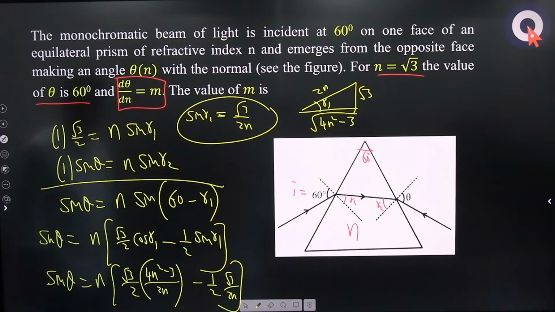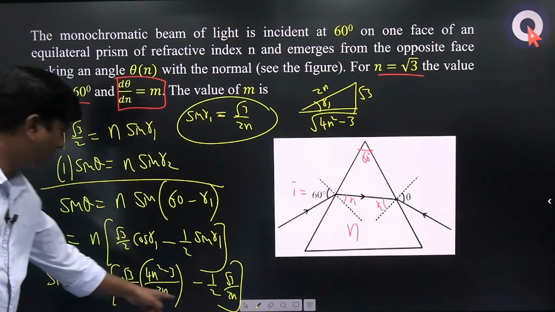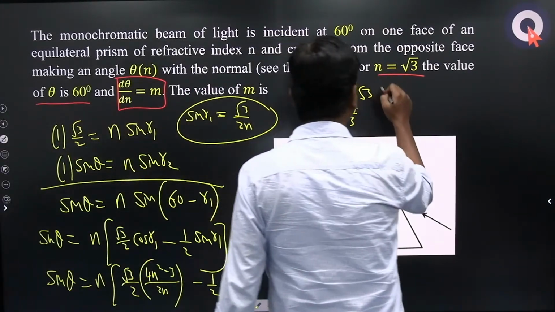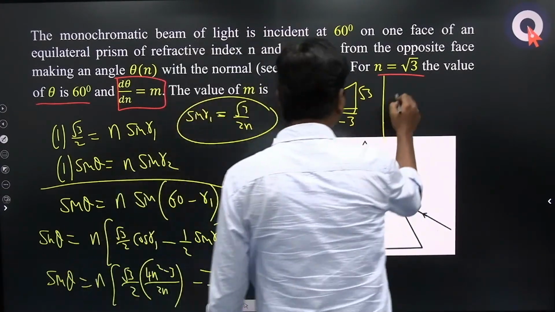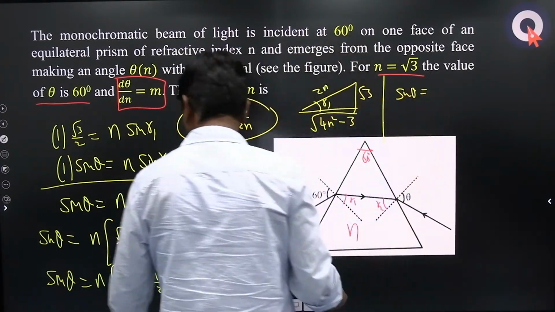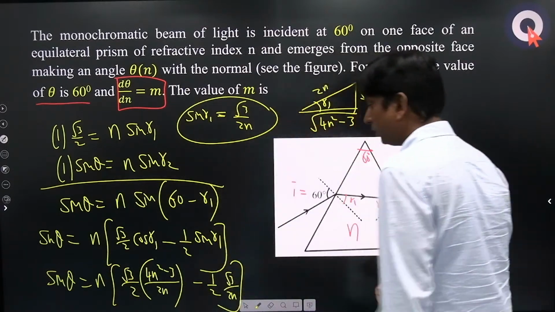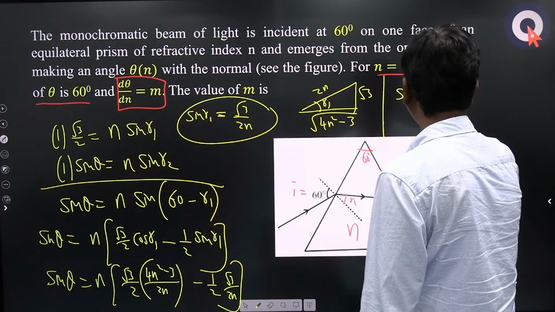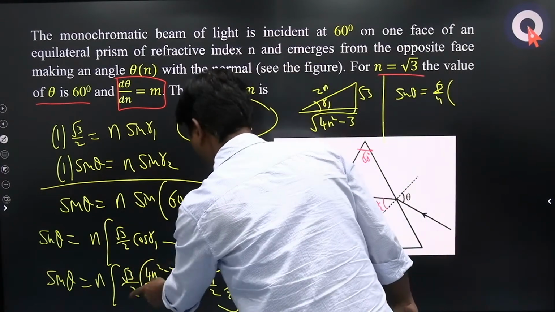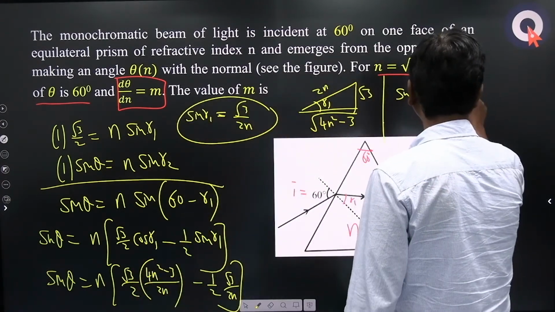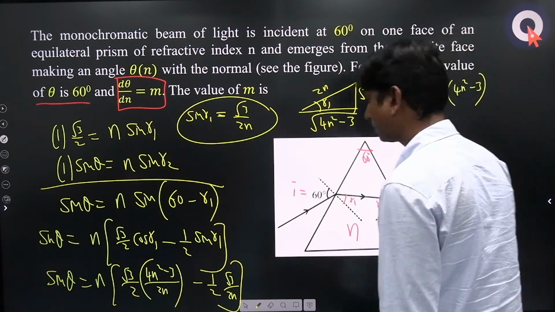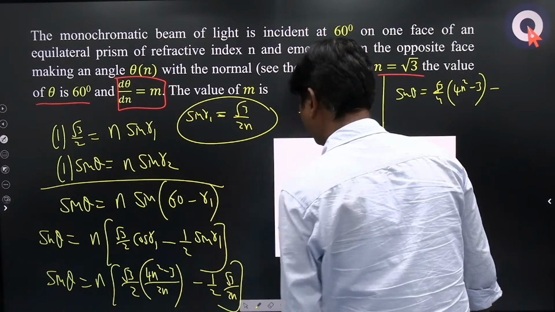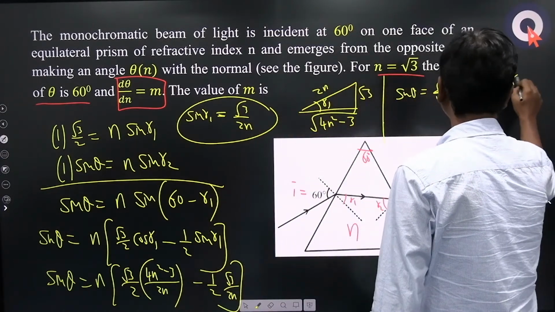Right? Okay. So finally this n is getting cancelled here, here and here. So you will be getting sin theta is equal to, okay, so that n is anyway getting cancelled. So root 3 by 4, okay, times root of 4n square minus 3, minus of 1 by root 3 by 4.